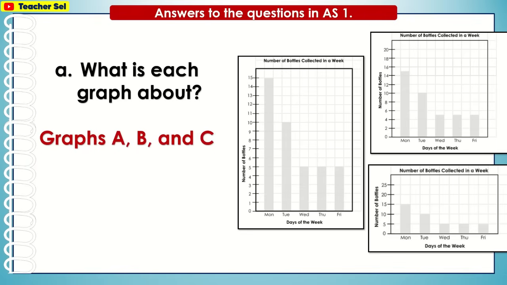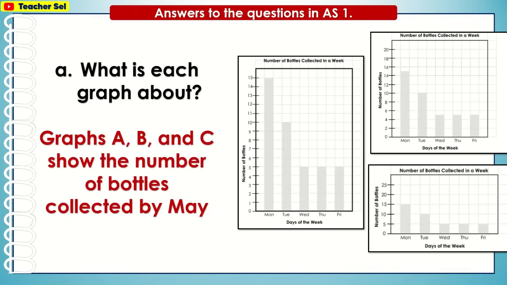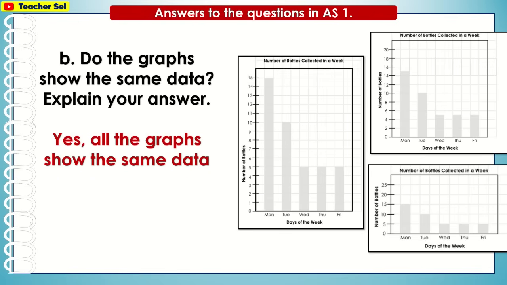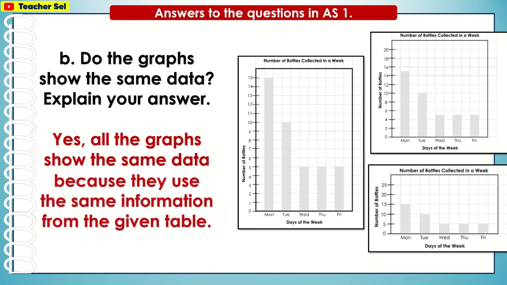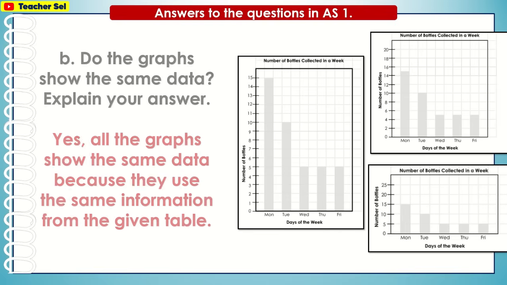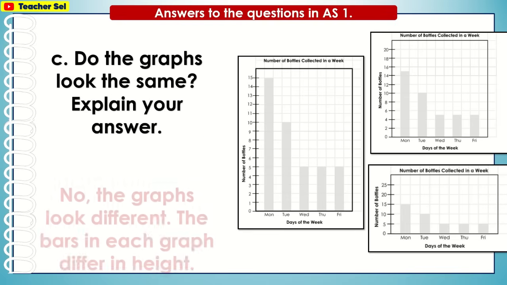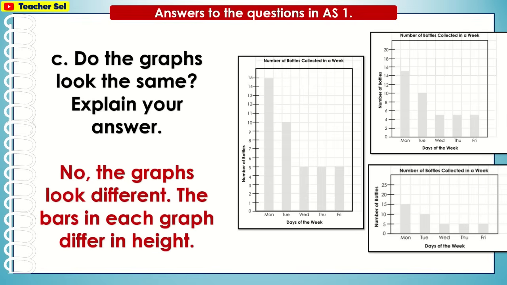What is each graph about? Graphs A, B, and C show the number of bottles collected by May for a week. Do the graphs show the same data? Explain your answer. Yes, all the graphs show the same data because they use the same information from the given table. Do the graphs look the same? Explain your answer. No, the graphs look different. The bars in each graph differ in height.